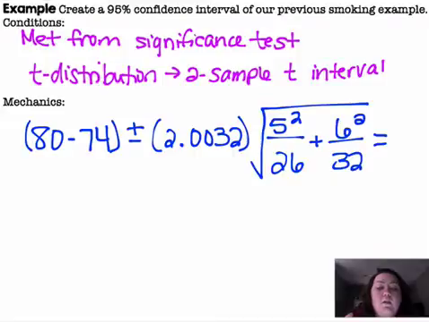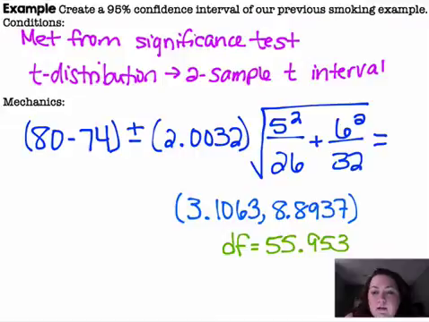So I knew the mean of both groups. I knew the standard deviations and the sample sizes. I had to find t star by doing inverse t, so 2nd vars, inverse t, putting in the area and putting in the degrees of freedom, which was about 56. And that gives me 3.1063 to 8.8937. Degrees of freedom was 55.953. All right, so everything we can get, we can calculate.